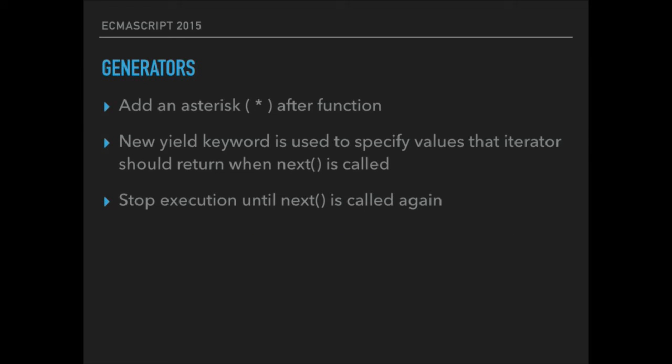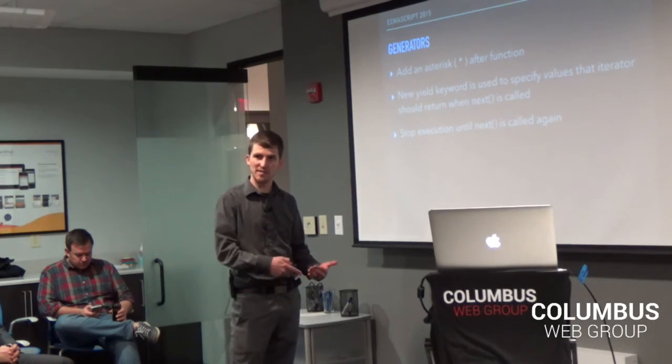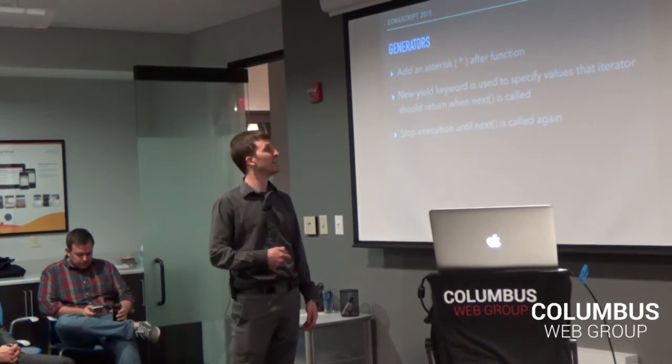Generators. So you add an asterisk after a function now, and I'll show an example of this. It also has a new keyword, yield, which is built in. It's used to specify values that the iterator should return when next is called. It stops execution and remembers in memory where it stopped, so it knows where to continue the next time you call next. A lot of nexts in there.